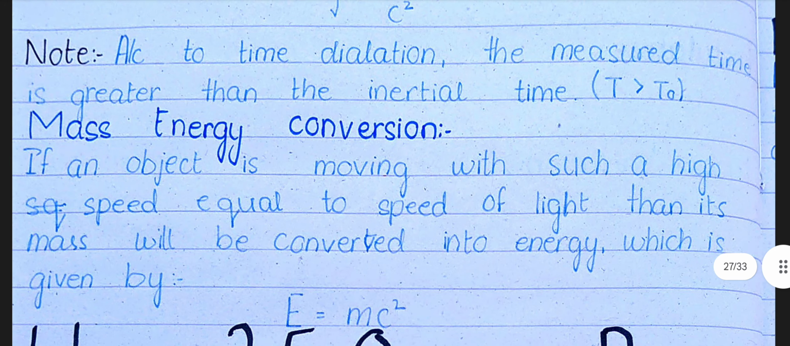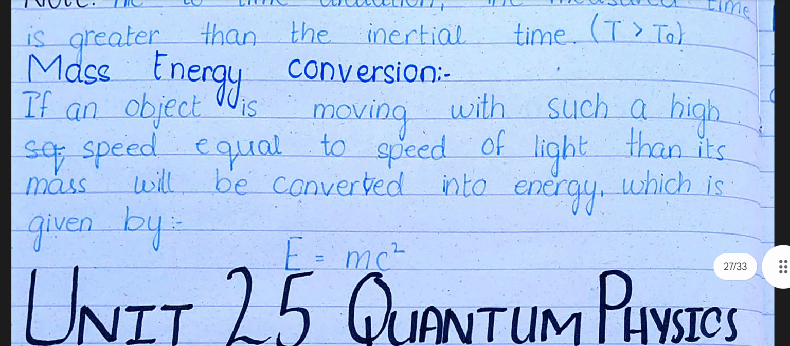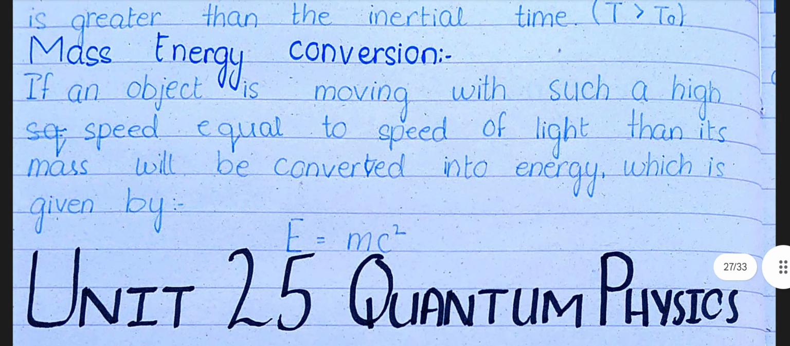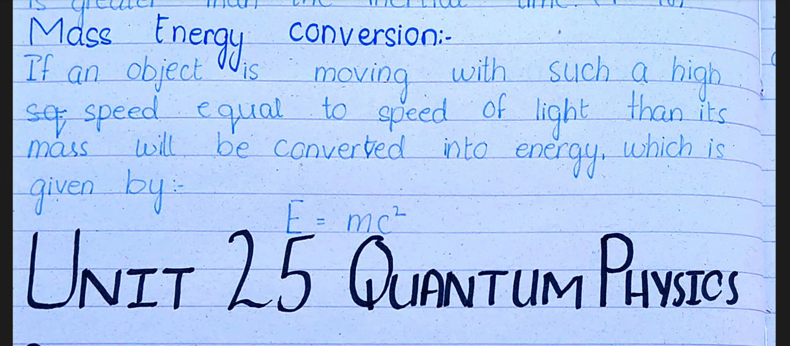Mass energy conversion: if an object is moving with such a high speed, equal to the speed of light, then its mass will be converted into energy, which is given by E equals mc square.